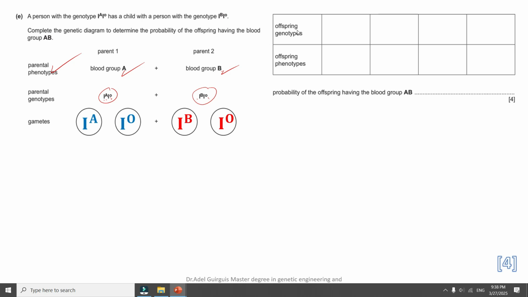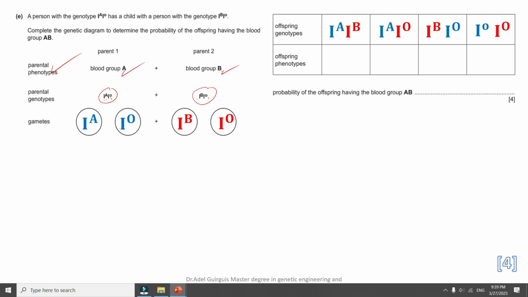Look at the offspring genotypes and offspring phenotypes. Here IA, IB. IA, IO. IB, IO. IO, IO. Okay, we start in alphabetical manner: IA IB, IA IO, IB IO, and then IO IO.